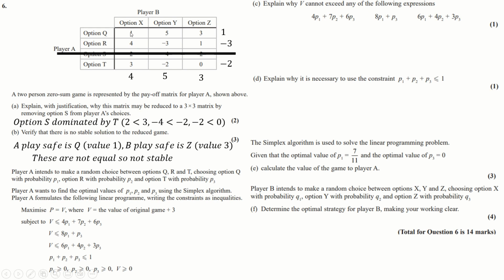chooses X. There's 4 times P1 plus 7 times P2 plus 6 times P3. And that's what that payout is talking about. And the same thing for the other ones here. So that's what they've done to get those. Explain why it can't exceed any of these.